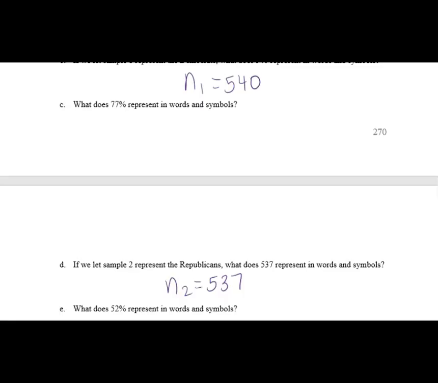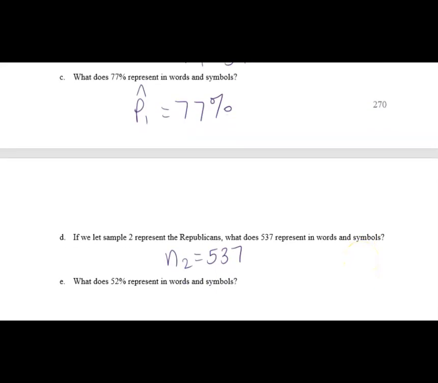77% were the percentage of Democrats surveyed who agreed, so that would be P1 hat. And then 52% were the percentage of Republicans surveyed, so that would be P2 hat.